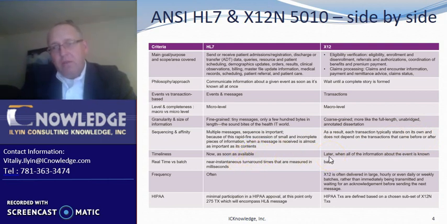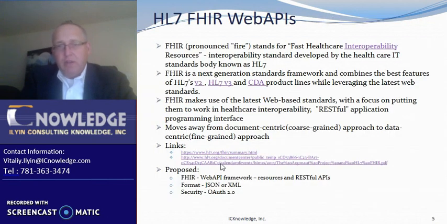X12 is later, when all information becomes available. Real time versus batch: HL7 is now, real time, near instantaneous. X12 is batch. Frequency: HL7 is often, as soon as you know. X12 is often delivered in large hourly, daily, weekly batches, and so forth. And HIPAA compliance: you already saw on the previous slide that HL7 has minimal participation in HIPAA approval at this point; only the 275 transaction, which encompasses an HL7 message, falls under HIPAA. HIPAA transactions, on the other hand, are a defined and chosen subset of X12 transactions.